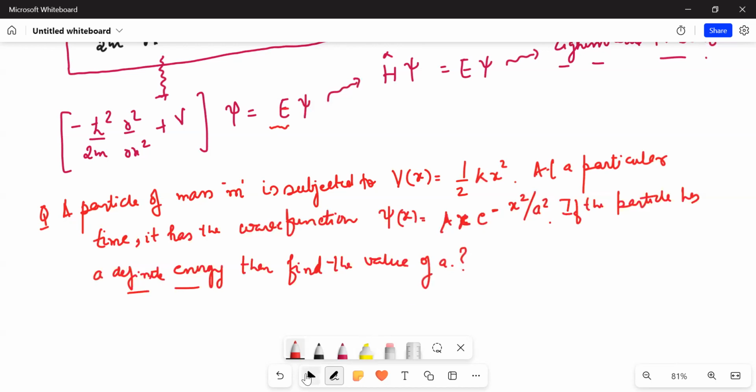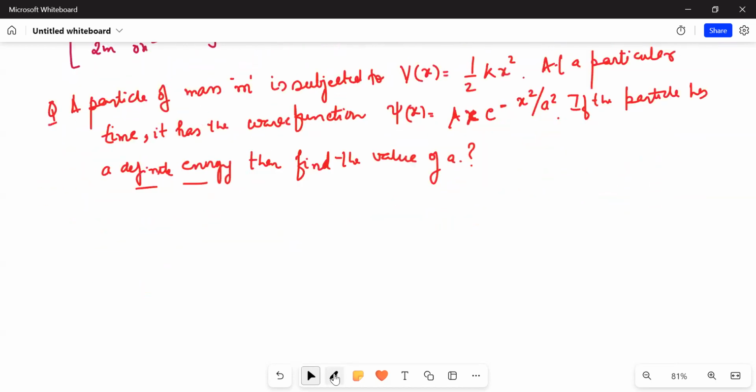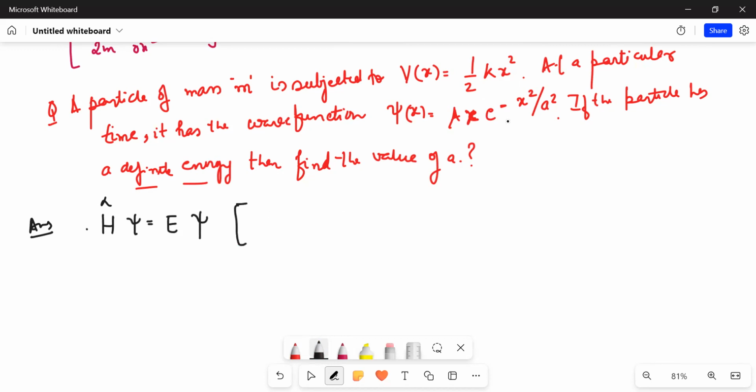Then find the value of A. Okay. So how to go about this particular problem? See, understand, if somebody says that this has a definite energy, it implies that energy is a constant. So I can use, and see here, this wave function is completely dependent on x. So I can use that H psi is equal to E psi. So using this time independent Schrodinger equation, I can solve this question.